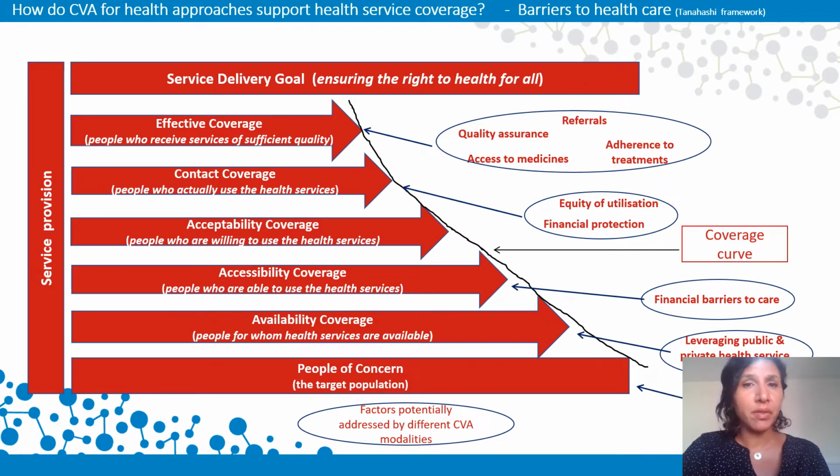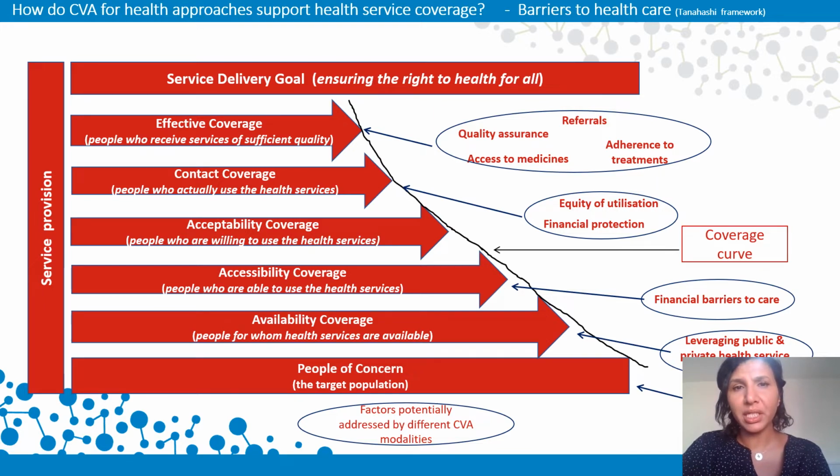You will notice at the bottom of the diagram, the long bar in red represents the people of concern who are seeking health care, while the long bar at the bottom of equal length represents the goal, which is ensuring the right to health for all. The next bar up from the bottom is availability of coverage. This is the first question health actors ask, particularly in an emergency context where health facilities may be damaged or destroyed. Are there any hospitals? Are they well equipped? Are there health workers? Are medical supplies available and of good quality?